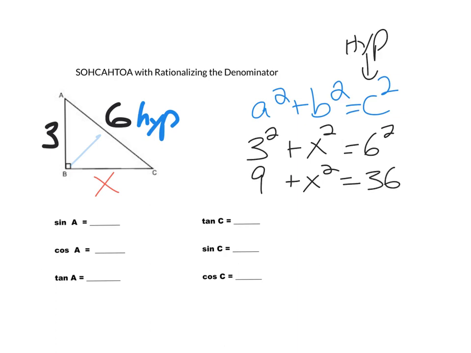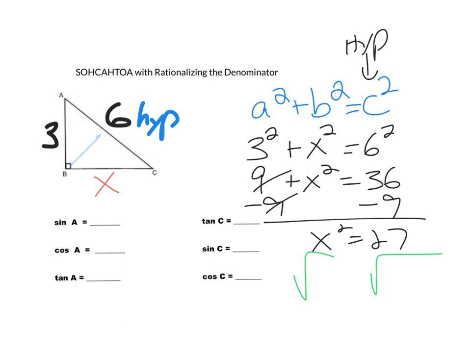6 squared equals 36. And now to solve for x, we're going to subtract 9 on both sides. We have x squared equals 27. We're going to take the square root of both sides. So here, x is going to be equal to the square root of 27. And in a perfect world, 27 would be a perfect square, but unfortunately it's not.